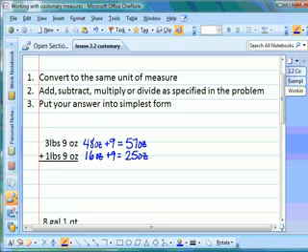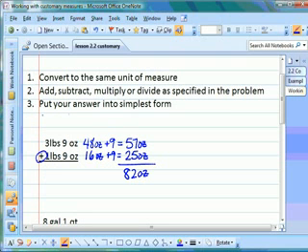We just did our conversion step. Step number 2, add, subtract, multiply, or divide as is specified in the problem. So we look back at the problem. The problem is an addition problem. So we need to add these numbers over here. 57 plus 25 equals 82. So we now have 82 ounces.